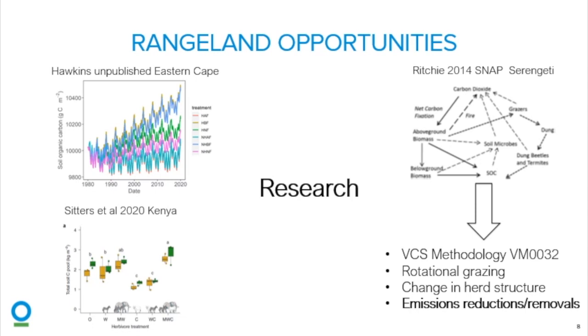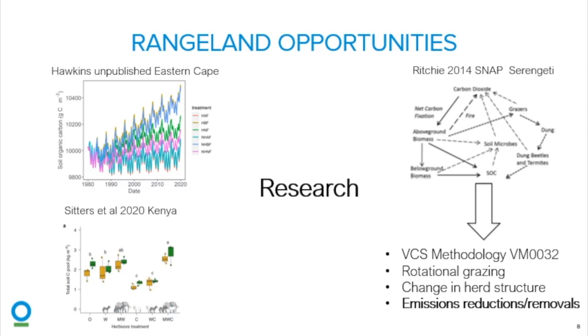Some of the recent research includes Hawkins' work in the Eastern Cape, where she found that soil organic carbon increases when rotational grazing and biannual burning is introduced, instead of continuous grazing and annual fires. Interestingly, areas with no herbivory and no fire had lower soil organic carbon returns compared to biannual herbivory and rotational grazing.